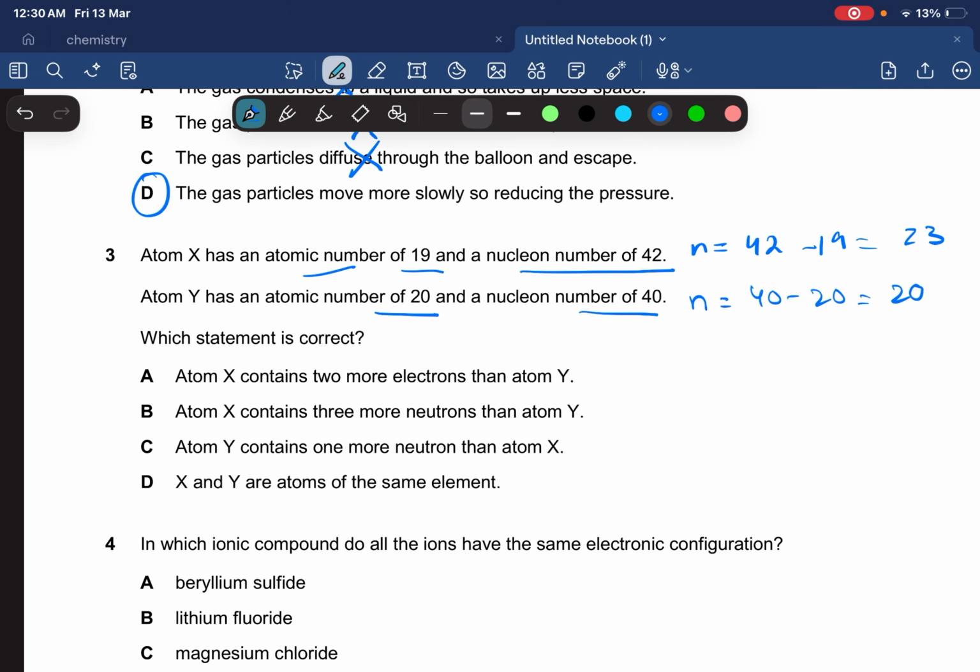Which statement is correct? Atom X contains two more electrons than atom Y. No, the electron difference between X and Y is 1, because 19 and 20. Atom X contains 3 more neutrons than atom Y. Yeah, that's correct, because it has 23 neutrons and the other has 20 neutrons. So X has 3 more neutrons.